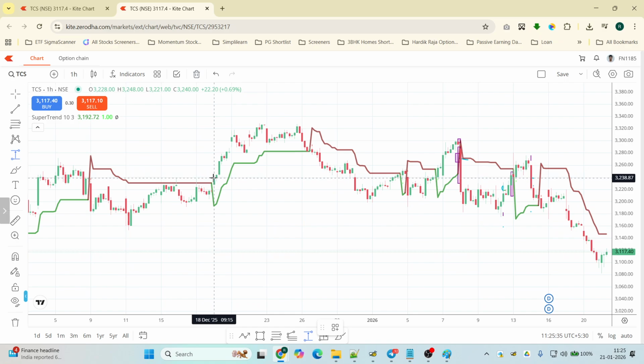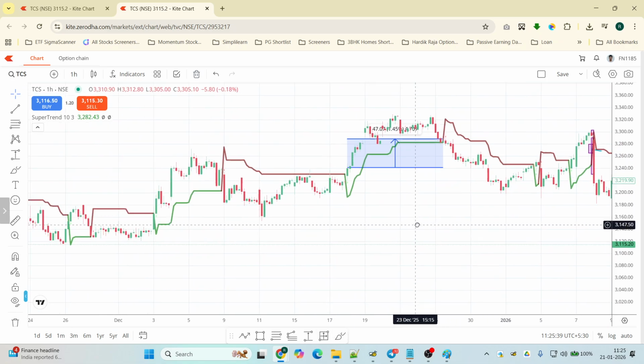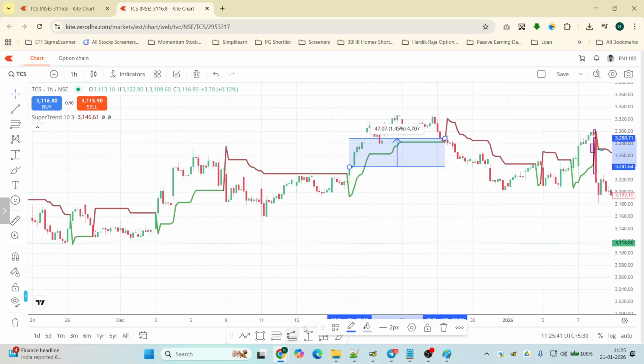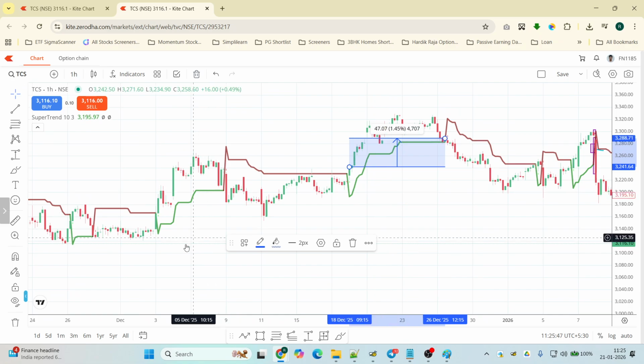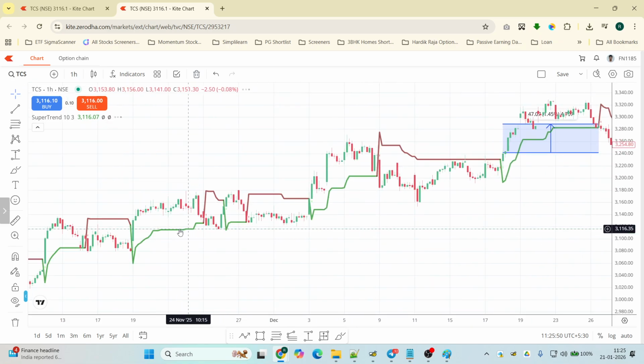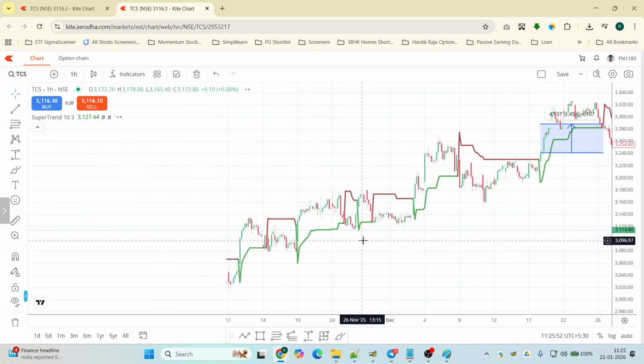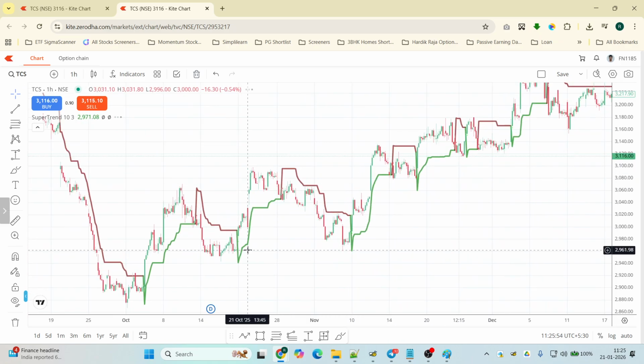You could have got somewhere around 1% or something. That is from 18th December, 8 days, guys, roughly 8 days. You would have got 1.45 returns, which is still, I would say, much better than your bank fixed deposits.